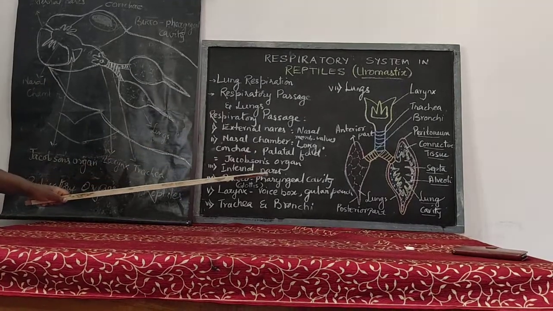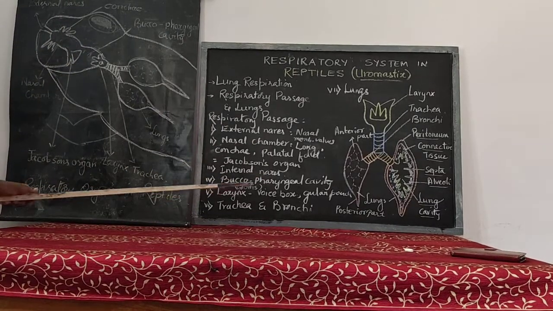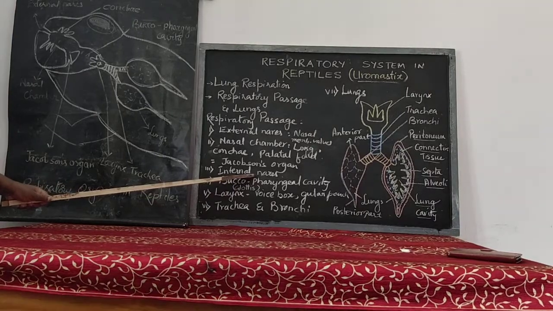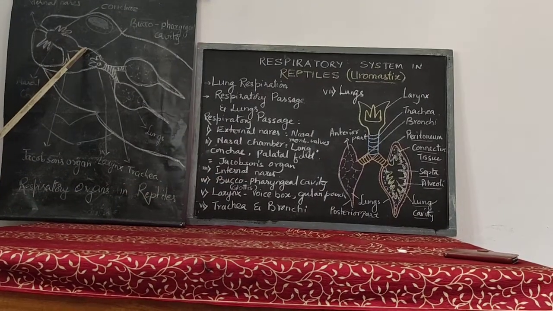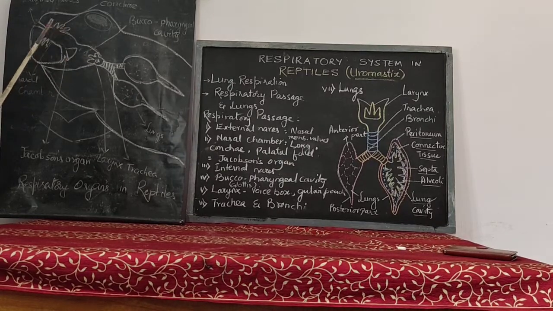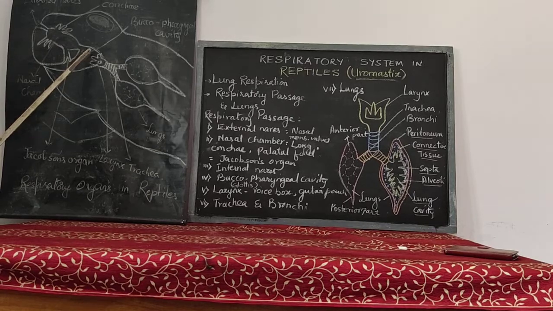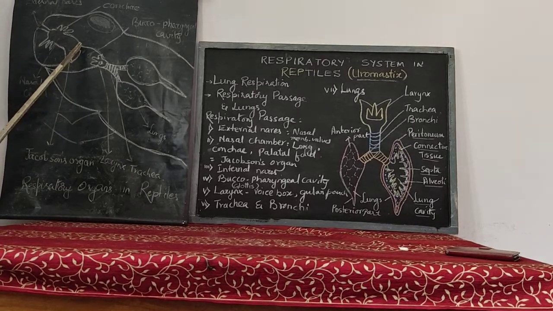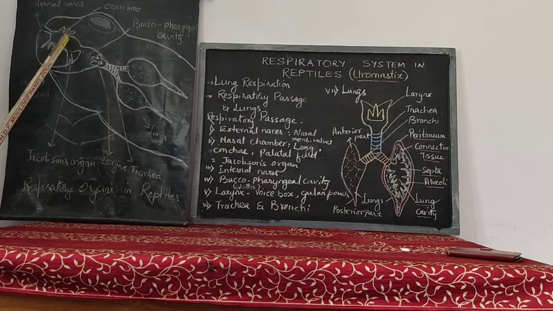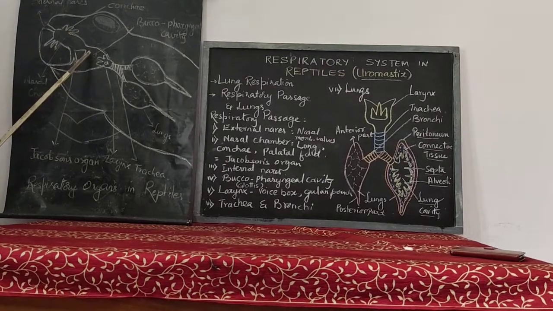Now, the third important part the nasal chamber continues with is the internal nares. Internal nares are the paired openings seen inside the mouth cavity that communicate with the mouth cavity or buccopharyngeal cavity, and are the openings responsible for joining the nasal chamber anteriorly and the buccopharyngeal chamber posteriorly.